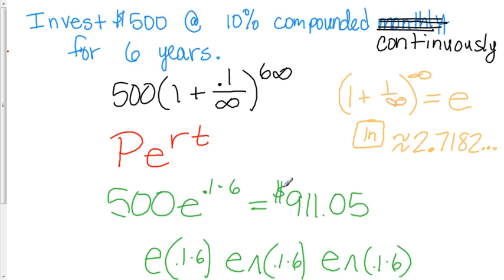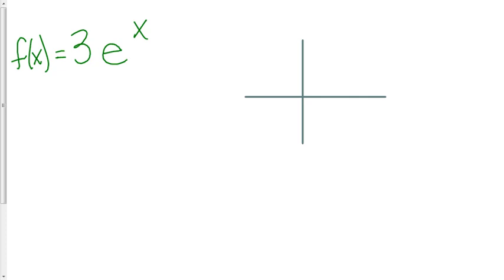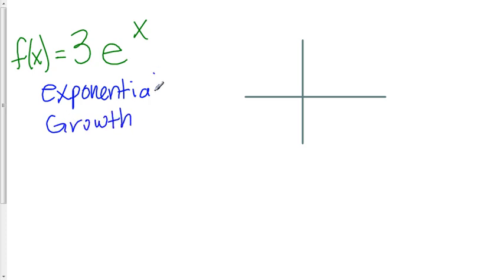And that basically is most of what the chapter is about, that section. One other thing that you need to understand about a function like this, 3e to the x, is that this would be an exponential growth function, because that value is greater than 1. And so when you drew the graph of this, it would go like so. That right there would be 0, 3, because it's our initial value.